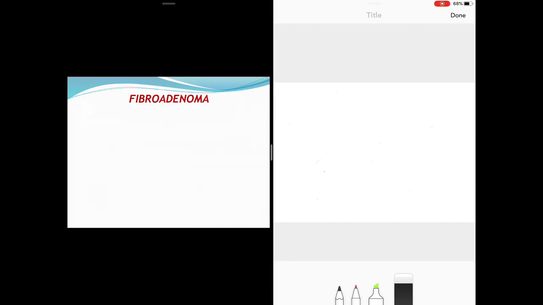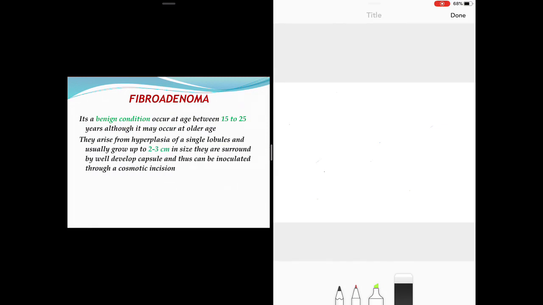Fibroadenoma is a very common benign condition occurring in young females. Usually it may be solitary, or it may be bilateral or multiple. The common age is between 15 and 25 years old. It arises from hyperplasia of a single lobule and usually grows up to 2-3 cm. But when it reaches more than 4 cm it is called a giant fibroadenoma.